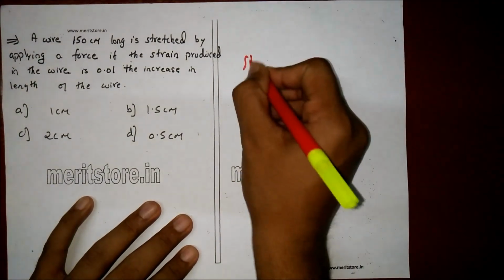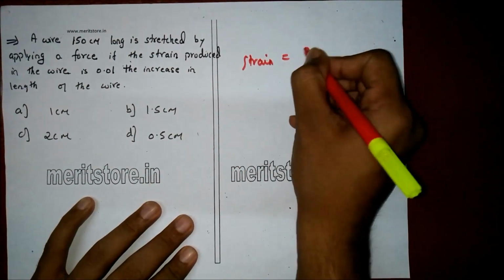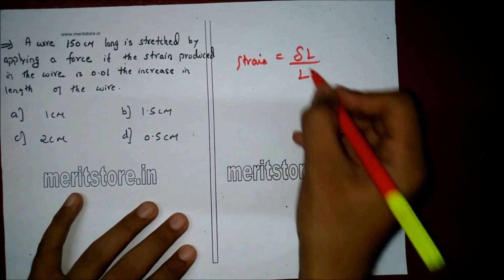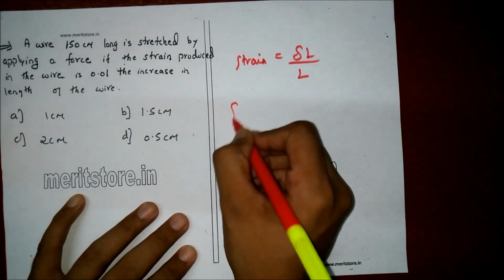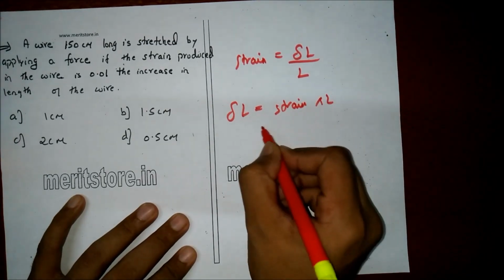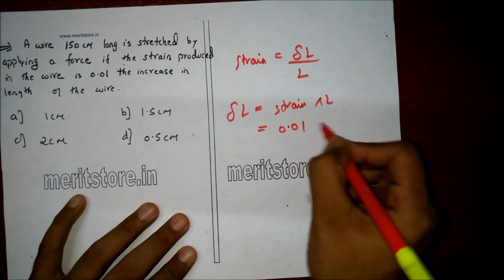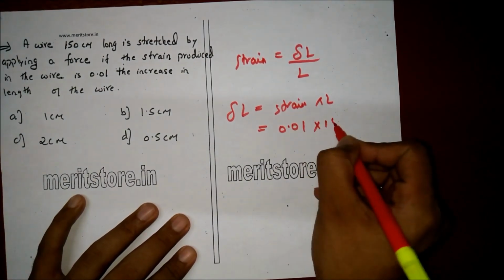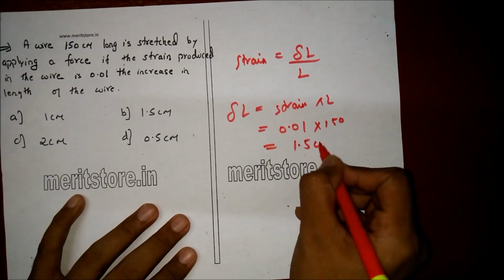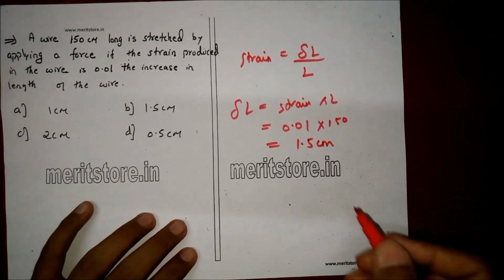Now the strain produced is given by the formula strain is equal to the change in the length upon the original length. Therefore, the change in the length, we have to find the delta L. Therefore, delta L is equal to strain into L. Now the given strain is 0.01 and the wire is 150 centimeters. On calculating, we'll get the answer as 1.5 centimeters. Therefore, the correct answer is option B.